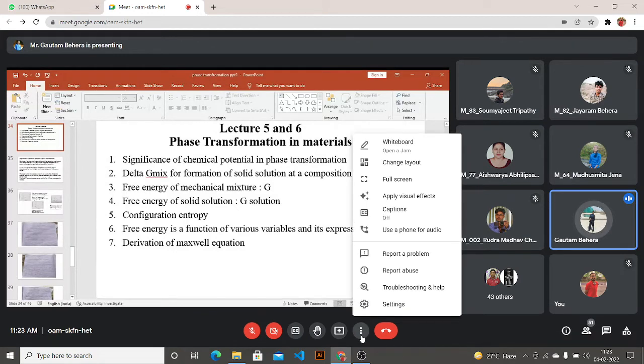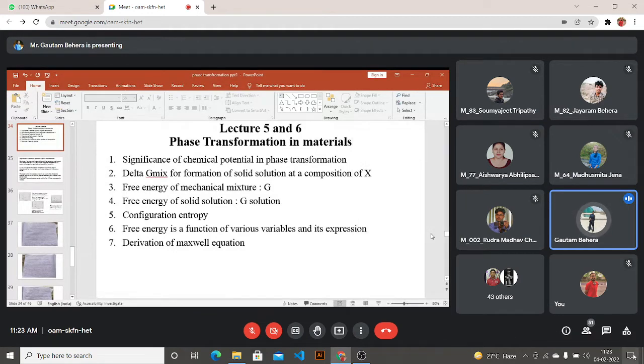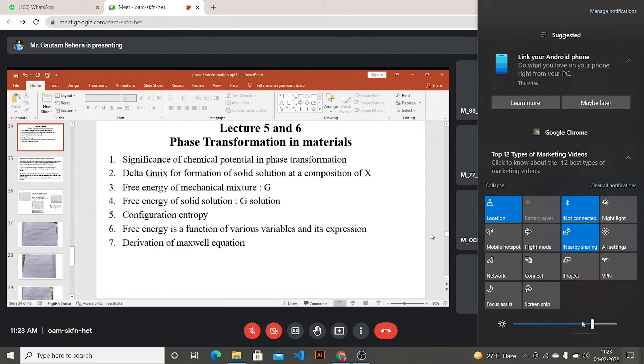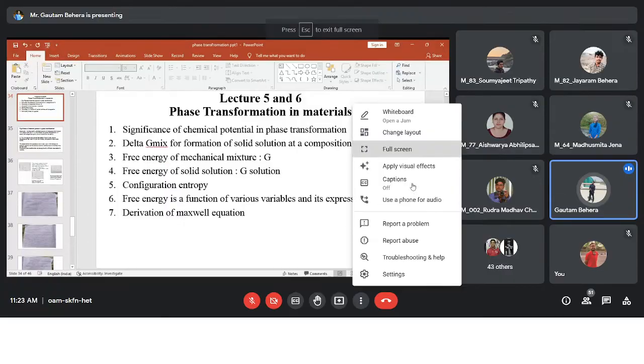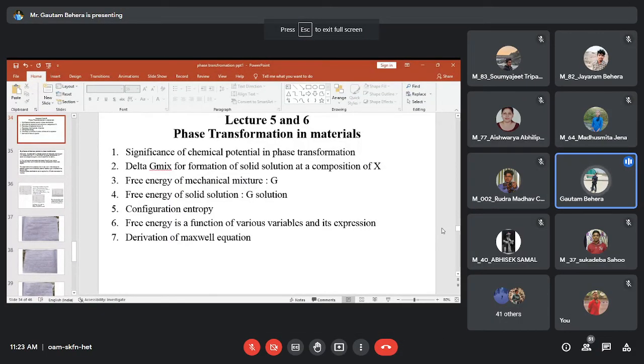And this change is brought by this basically entropy concept. The moment you add a particular component into a pure component, the entropy is getting changed. That's why the free energy is also getting changed. And also we have seen that by adding a particular component into a pure component, either it forms a mechanical mixture, or it forms a solid solution. We have seen that. Also we have seen the free energy per mole versus composition curve for a mechanical mixture and for a solid solution.